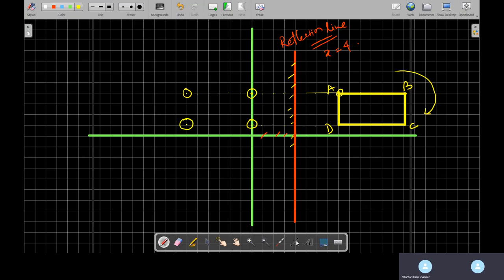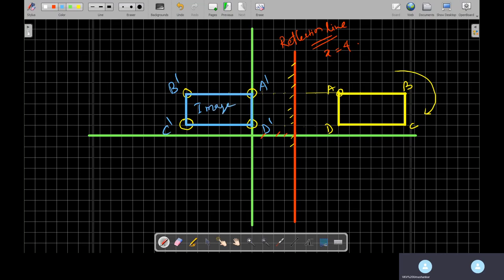Now, what you have to do? You have to join this image. I'm going to join this image with this one. This is the line, this is the line over here, and this is the line over here. So you can understand this is my new picture, and you have to give it a name. This is A and D was here, so you have to give A dash, D dash. This one is B and C, so you have to give B dash and C dash. So this is your image.